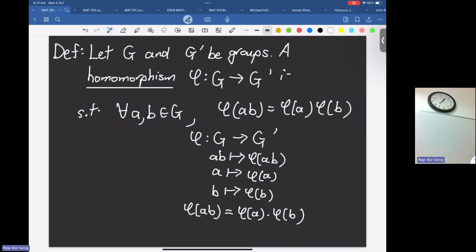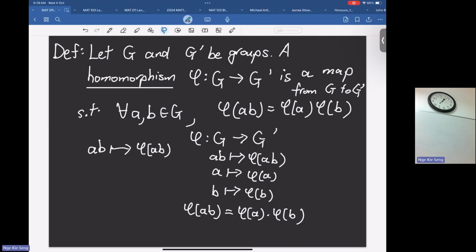So what's the homomorphism? It's a map from G to G prime, such that the following is true. There's a commutative diagram here. Can you think of one commutative diagram? Let me try, I'm a bit blurred. I don't have the image in my mind now. So I have AB to AB. Okay, I remember what the diagram is already.